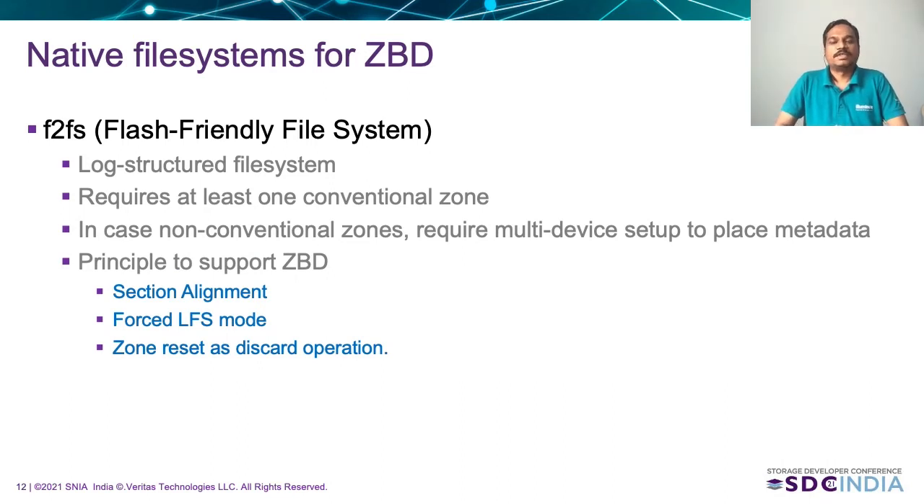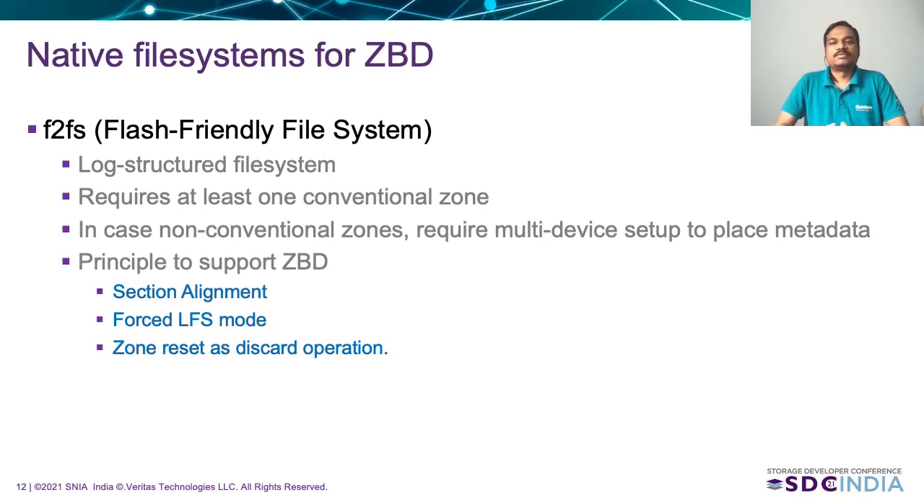The next file system which has zone block device support is F2FS, the flash-friendly file system. It is a log-structured file system. That means all modifications on disk happen through the log structure. All writes are sequential in nature. There is one requirement for this file system. It requires at least one conventional zone to place the metadata. In the case of non-conventional zones, we can use a multi-device setup. In that, one device should have a conventional zone to place the metadata.